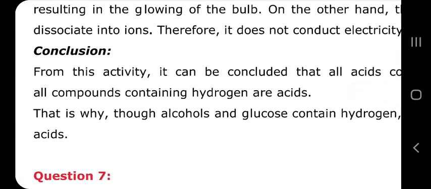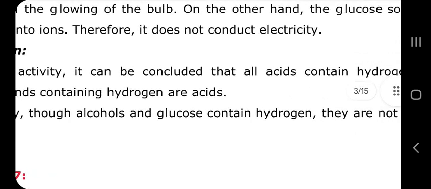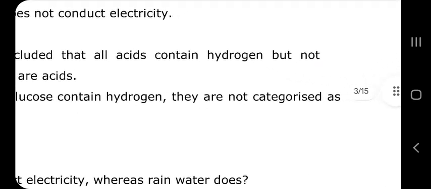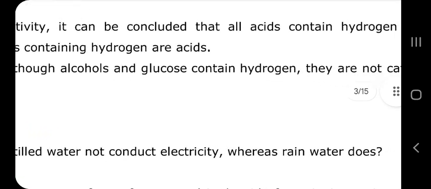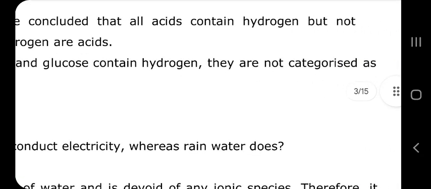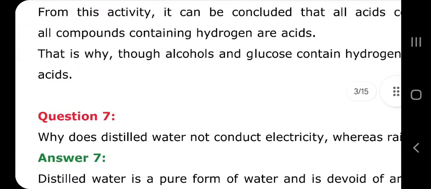Conclusion: from this activity it can be concluded that all acids contain hydrogen, but not all compounds containing hydrogen are acids. That is why, though alcohol and glucose contain hydrogen, they are not categorized as acids.